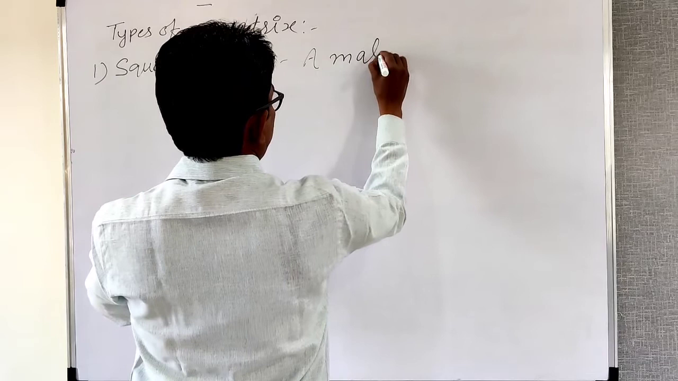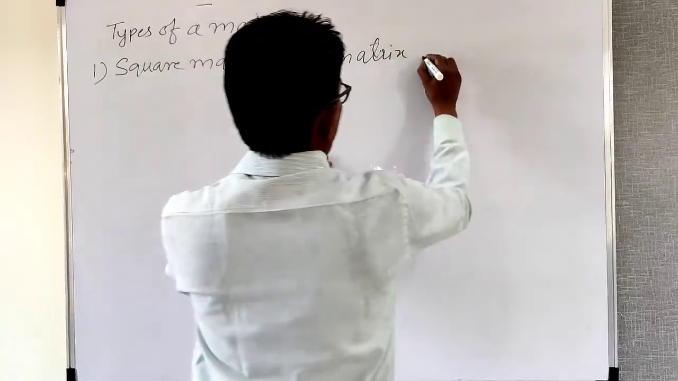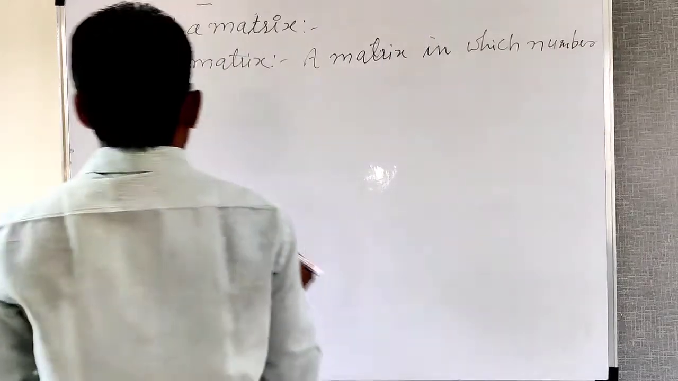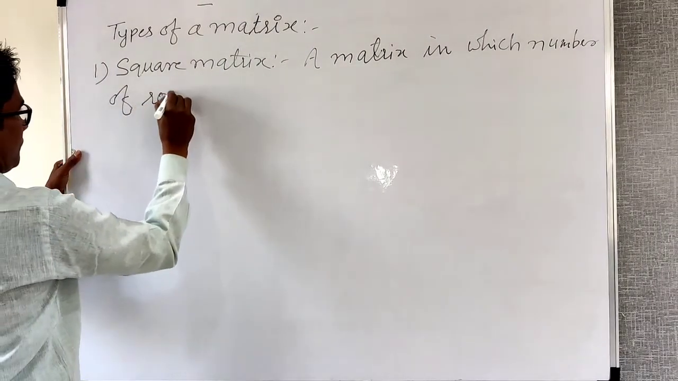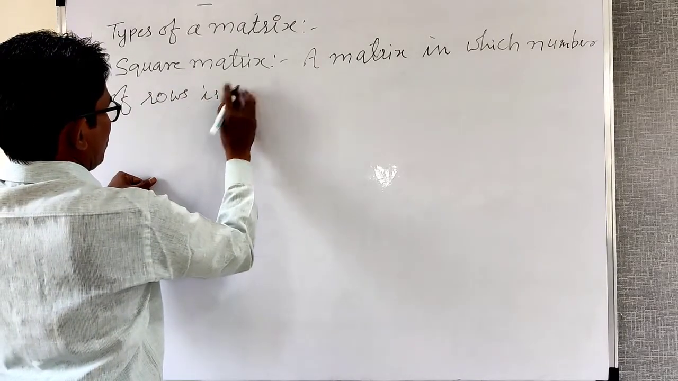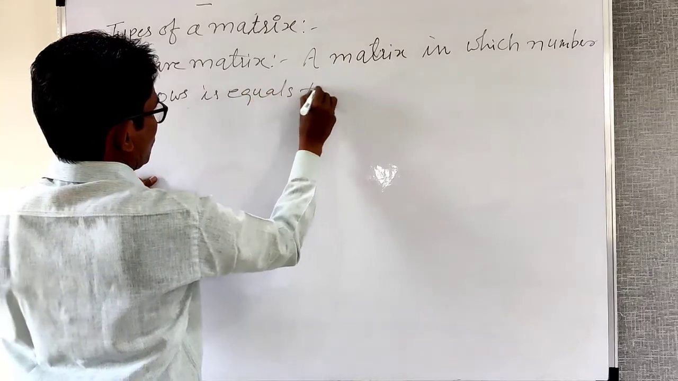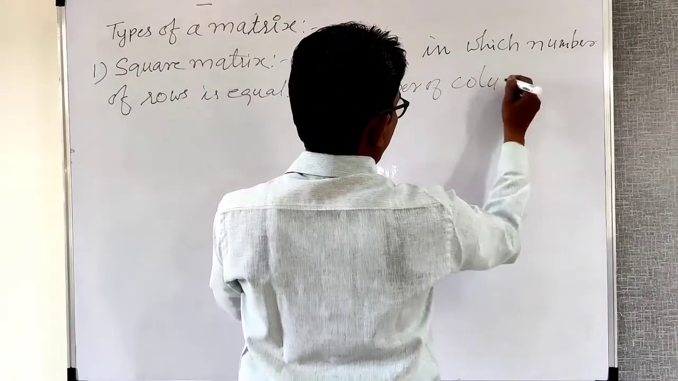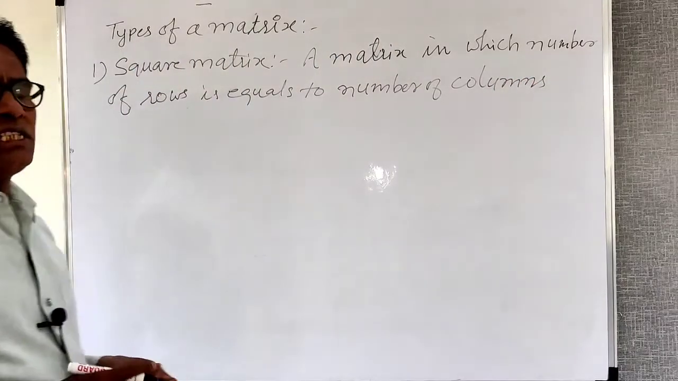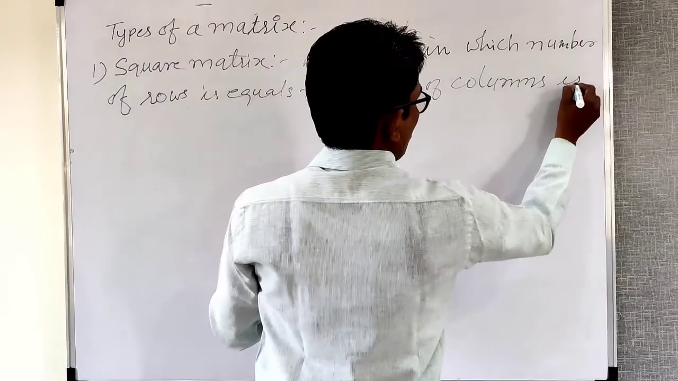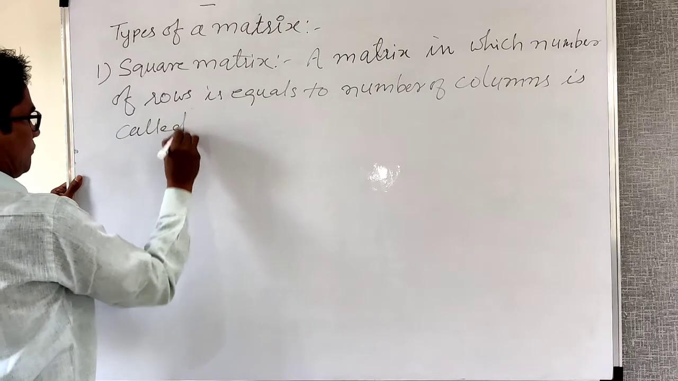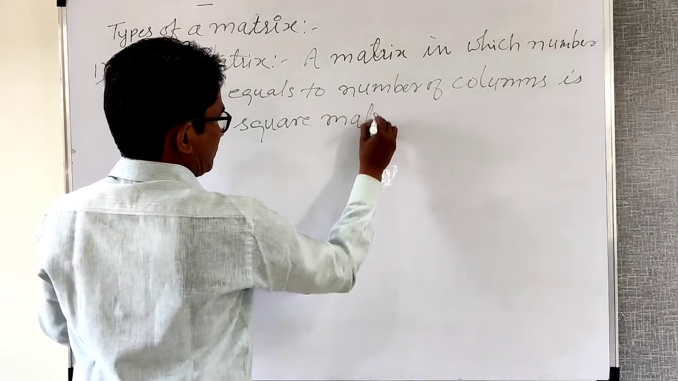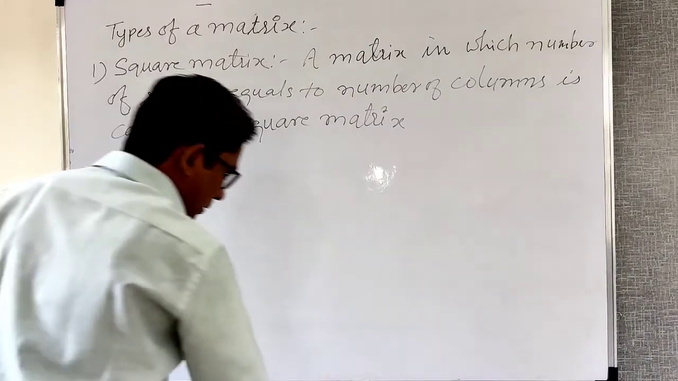A matrix in which number of rows is equal to number of columns is called as square matrix. Number of rows and number of columns should be equal.